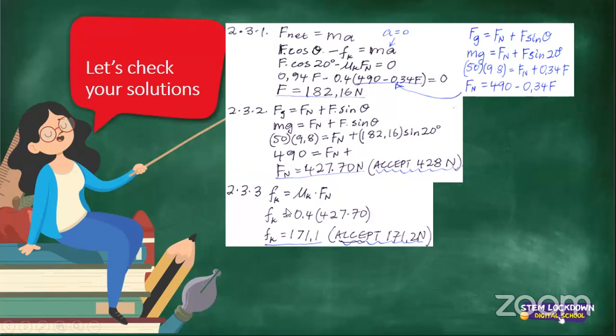Right. We continue to look for the frictional force. We know the frictional force is equal to mu k multiplied by the normal force. So the frictional force here will be 0,4 multiplied by 427,7. Then, which is the normal force? We substitute the normal force here, and this is mu k, which is given, and we get our frictional force to be 171,1. But because of rounding off, we can accept up to 171,2.